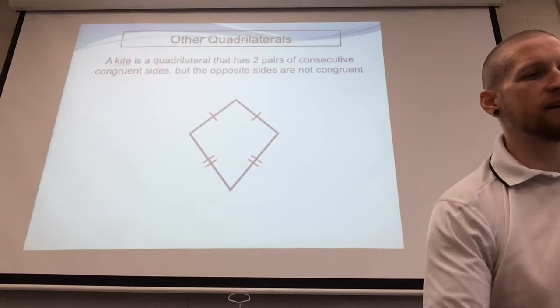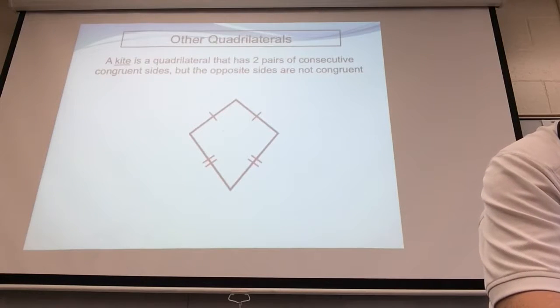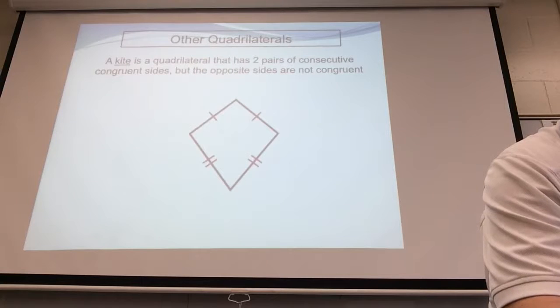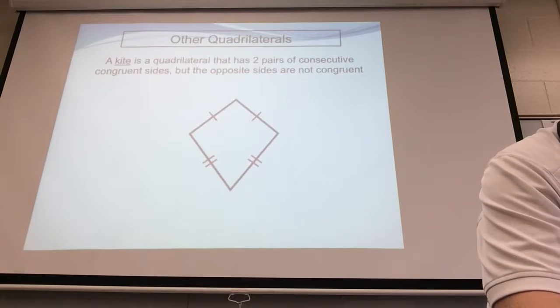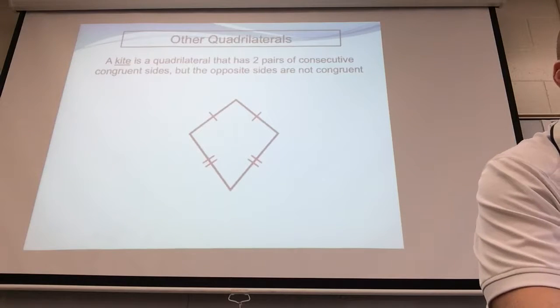The other one is a kite. So a kite, similar to a parallelogram in the fact that it's got two pairs of congruent sides. The difference is now the opposite sides are incongruent. It's going to be the consecutive sides that are congruent.